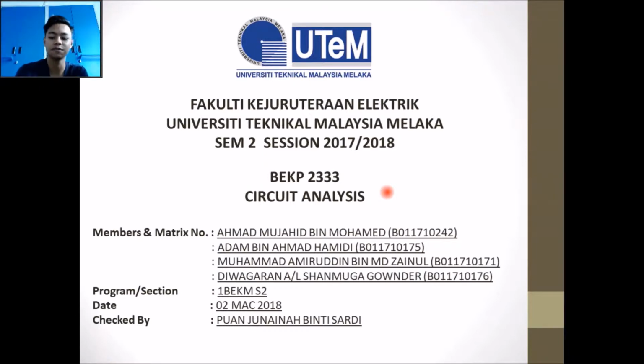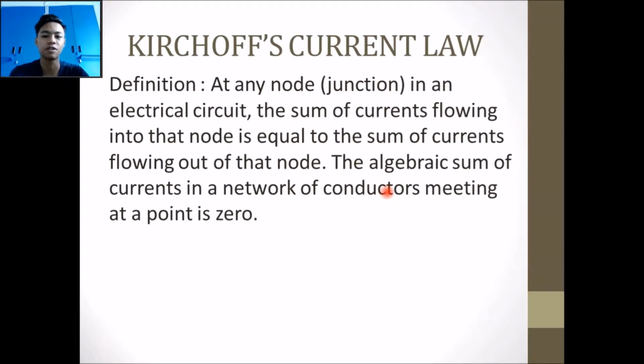Okay, the first one is we need to know the definition of Kirchhoff current law. So Kirchhoff current law is actually the sum of current entering a node equal to the sum of current exiting the node, which means sum of I in equal to sum of I out. Okay, this is the general equation of the Kirchhoff current law only.